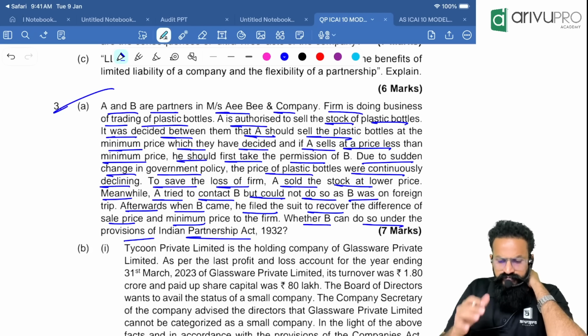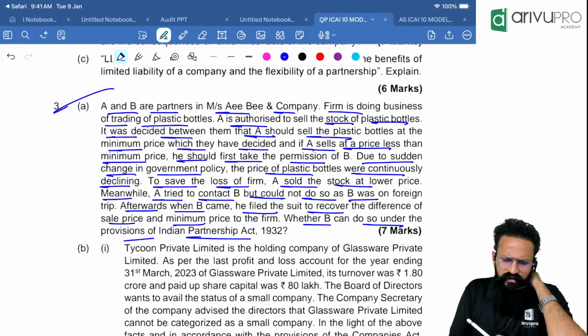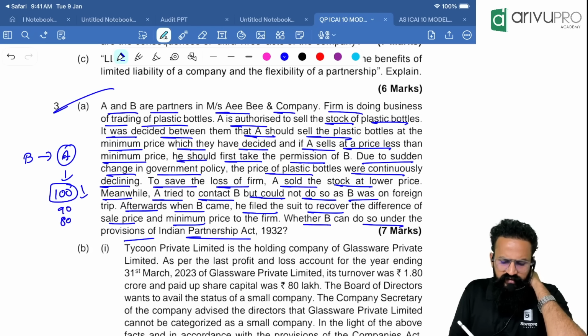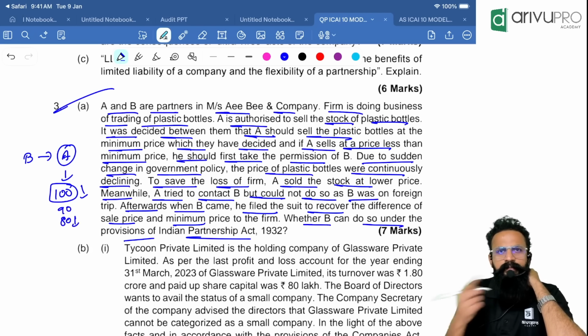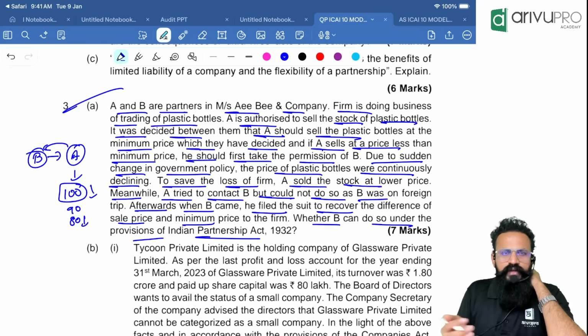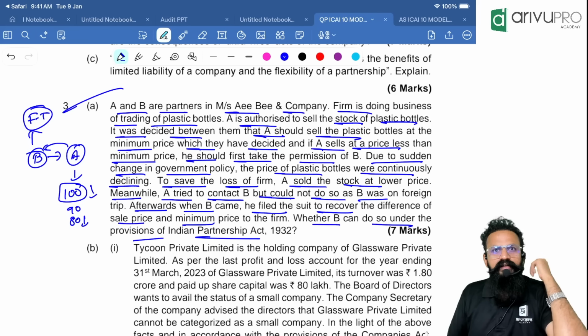Now, what is that? Always remember, all the partners. Simple. B has authorized A to sell. They are into the plastic bottle business, a partnership. A can sell the plastic bottles at a price not less than, let us imagine, 100. But because of some government policy, every day the plastic bottle price is becoming 90, 80. It kept on declining. Now what happened? A tried to reach out to B. B is on a foreign trip, so B is not able to receive the call, of course, because it is an international number. Now what can A do?